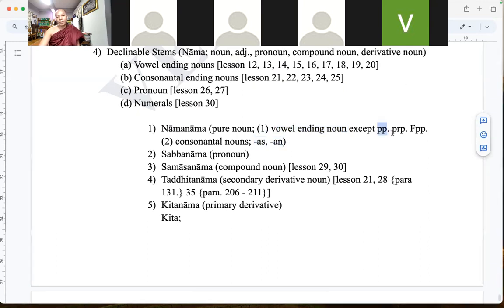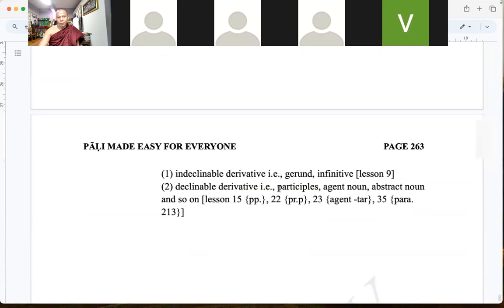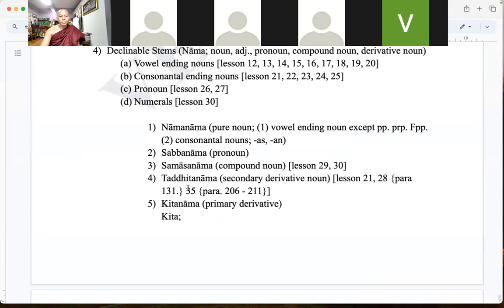But the present participle, past participle, and the future participles are under the key that you see. Participles are agent and so on. The present participle is in lesson 15. The past participle is in lesson 22, and the agent is in lesson 23, and the others are in lesson 35, paragraph numbers 1, 2, 1, 3 in this way.